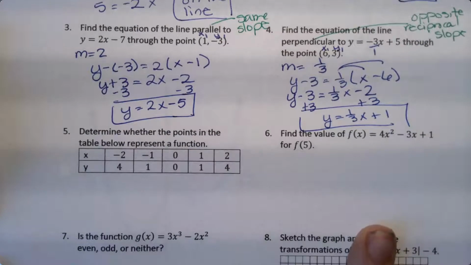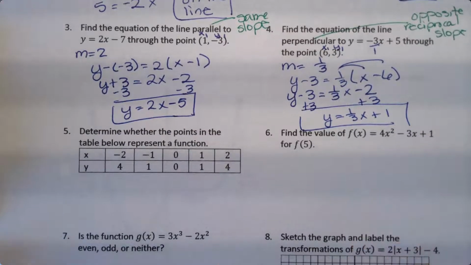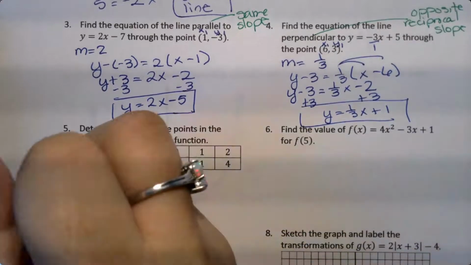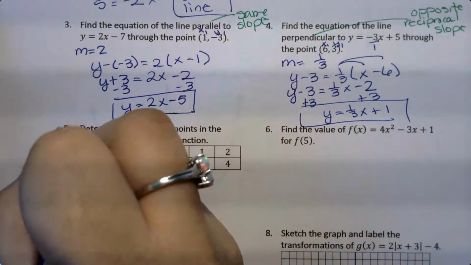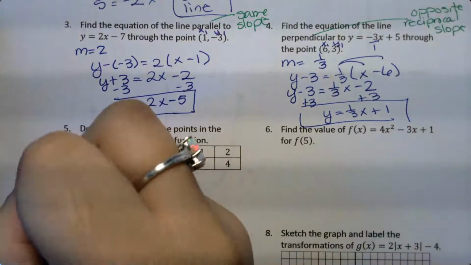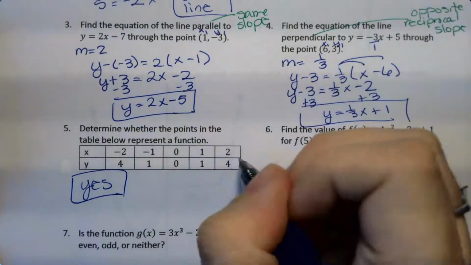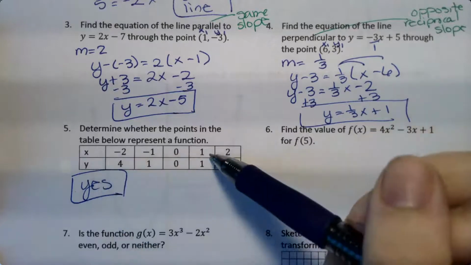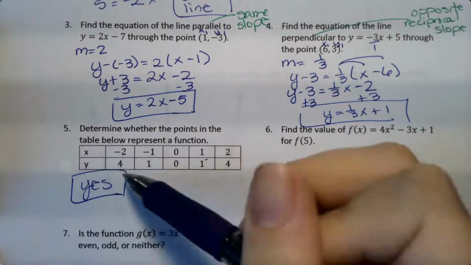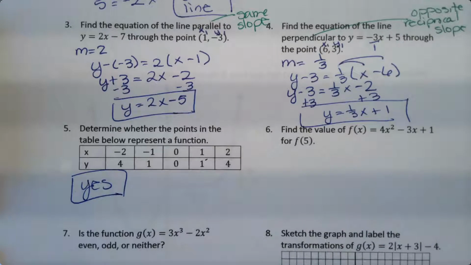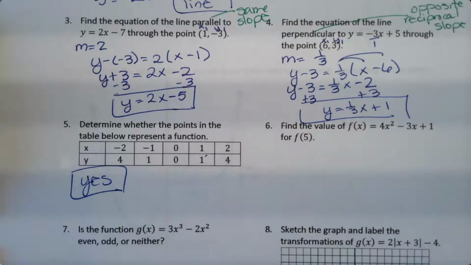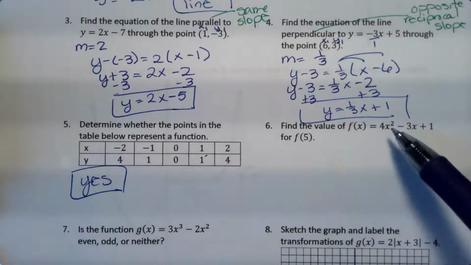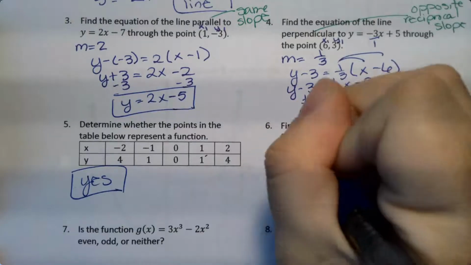Number 5 wants me to determine whether the points in the table represent a function. None of my x values repeat, so it does. If, for example, this negative 2 and this 1 was really a negative 2, because they'd have different outputs, it would be a no. Number 6 wants me to find the value of this function for f of 5. So what that's saying is plug in 5 for all of my x values.